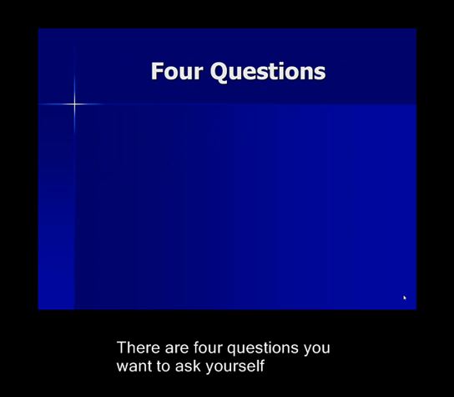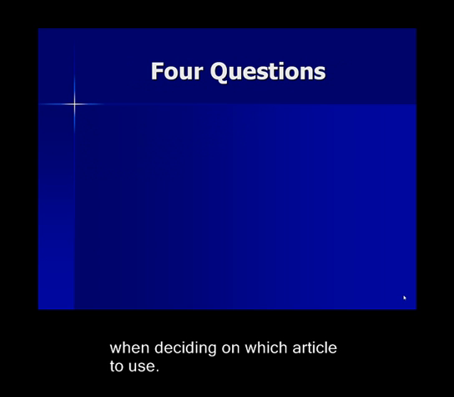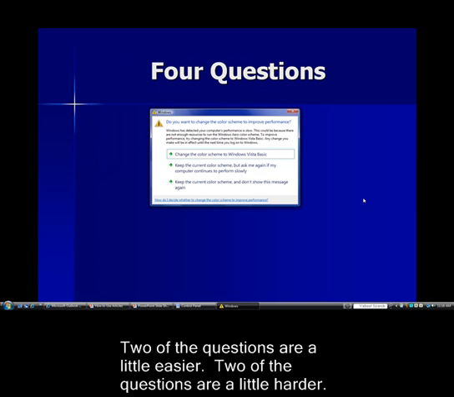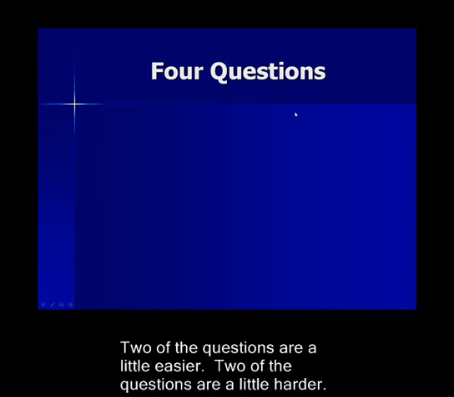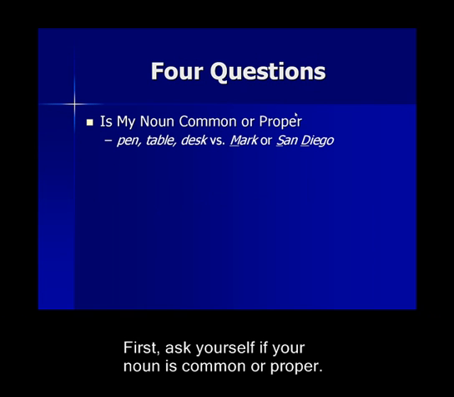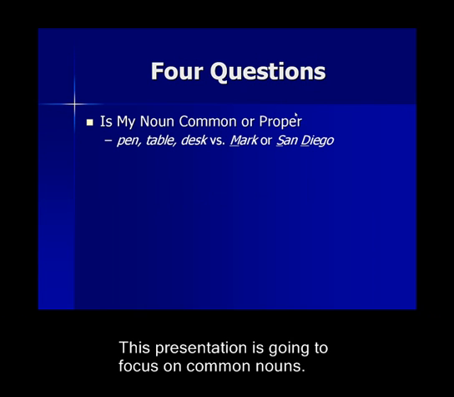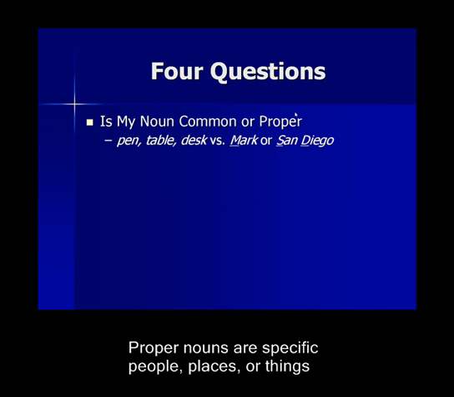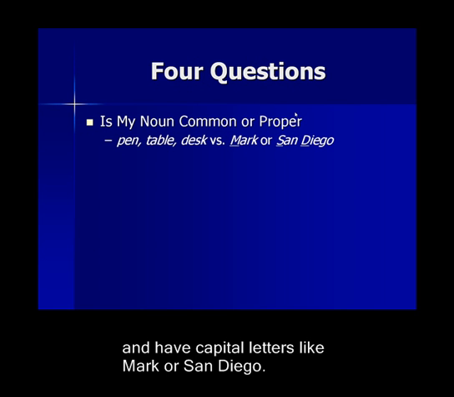There are 4 questions you want to ask yourself when deciding on which article to use. 2 of the questions are a little easier. 2 of the questions are a little harder. First, ask yourself if your noun is common or proper. This presentation is going to focus on common nouns. These are nouns like pen, table, and desk. Proper nouns are specific people, places, or things and have capital letters like Mark or San Diego.